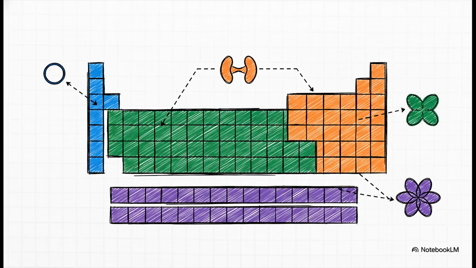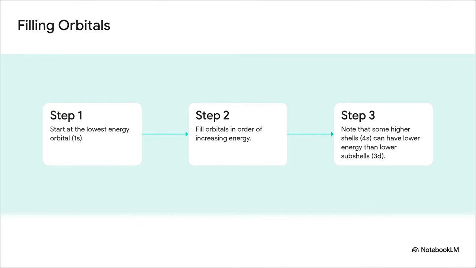Those first 2 columns, that's the s block. That big chunk on the right, the p block. The metals in the middle, the d block. And those 2 lonely rows at the bottom, the f block. And look at how wide they are. 2, 6, 10, and 14 columns wide, exactly matching the number of electrons those orbitals can hold. It's incredible. The whole periodic table is just built by filling up these orbitals, one by one, from the lowest energy to the highest. You just start at the beginning and follow the rules.